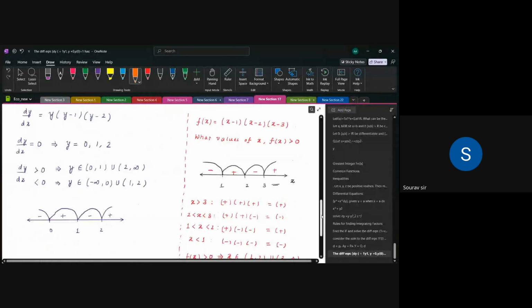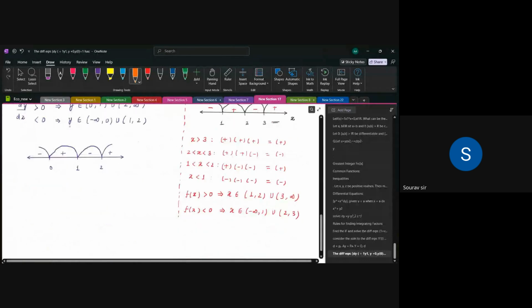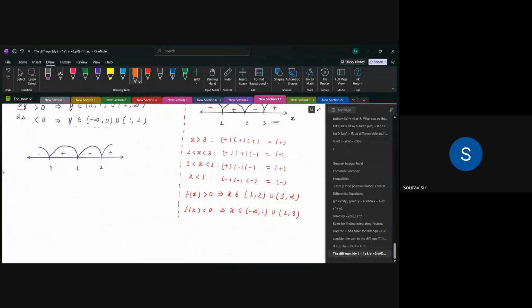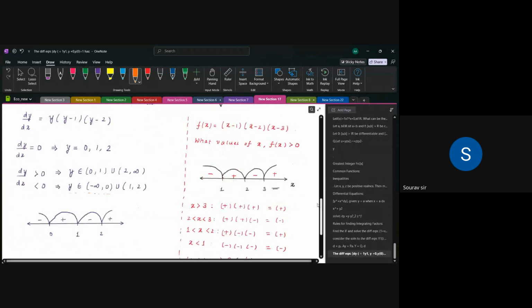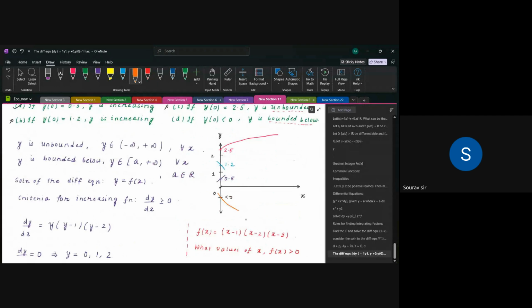And dy by dx is negative for all values of y from minus infinity to 0. Okay? That means the more negative you take y, dy by dx will continue to be negative, or it will continue to be decreasing. So there will be no bound below, right? The value of y will continue to fall if y falls below. So that means option D is also incorrect.